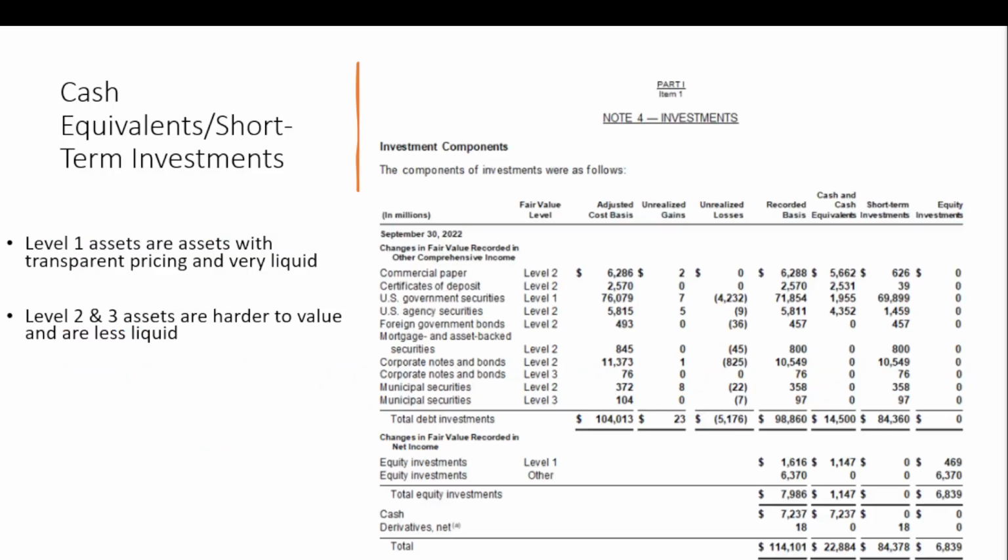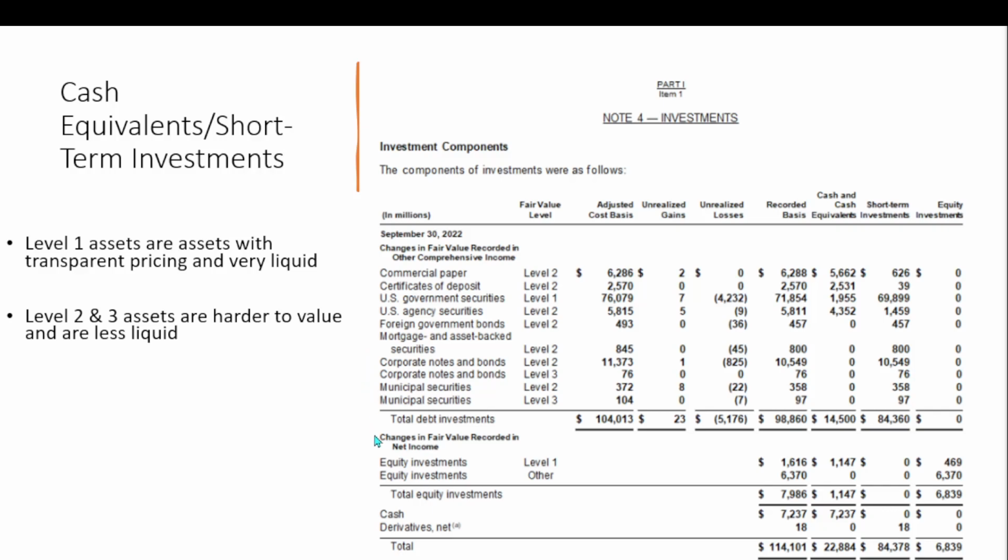All right. Now let's go ahead and talk about cash equivalents and short-term investments that Microsoft has. So notice right here that they have cash and cash equivalents and short-term investments. So each of these line items are broken out. So this is basically saying, hey, everything that's below 3-month maturities, and everything that's between 3 months and 1 year maturities. So you got commercial papers, certificates of deposits, United States government securities, U.S. agency securities, foreign government bonds, mortgage and asset-backed securities, corporate notes and bonds, municipalities.